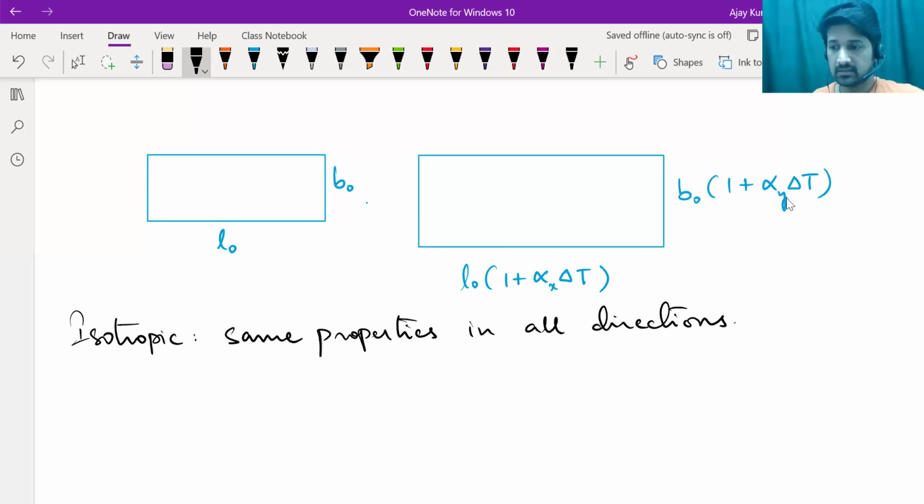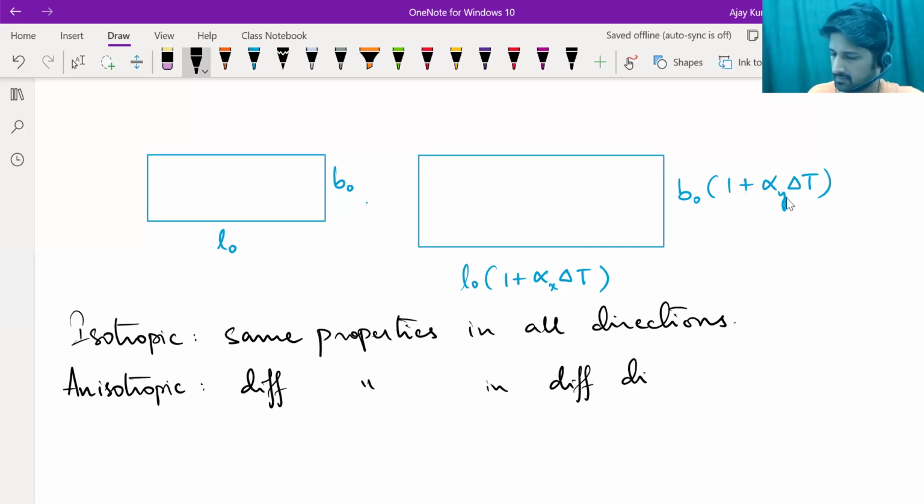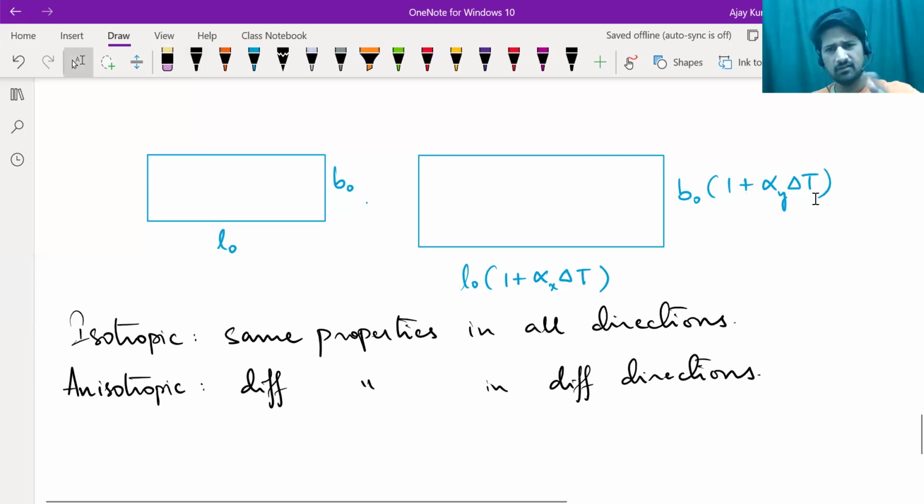But there are some materials which show different properties in different directions. You may have experienced this in real life also, like some stretchable materials. They are easy to stretch in one direction, difficult to stretch in a perpendicular direction. So for some materials, alpha along the x direction may not be the same as alpha along the y direction. Such materials are called anisotropic materials. Different properties in different directions. So we will discuss both cases.